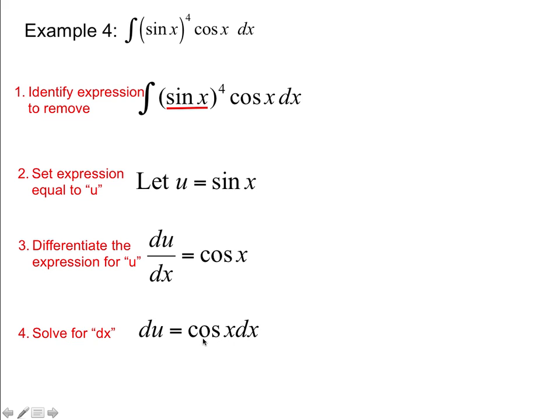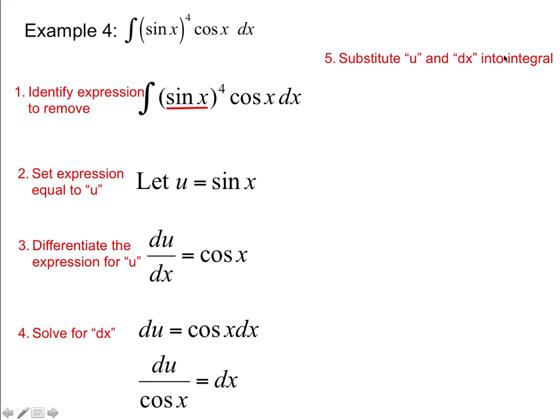Now, I haven't quite solved for dx, so I'm going to divide by cosine. So I get dx equals du divided by cosine. We need this. Don't think that this is in the wrong spot. It's in the right spot. We really need this, and you'll see why in the next step. Step 5 is substitution, right? So we're going to substitute in the u. So instead of seeing this here, we're going to see a u, and we're going to substitute the dx. So instead of seeing this here, we're going to see this. What I want to point out, though, is that we're not doing anything with this right now. It's here right now, and it's going to appear here when I click.